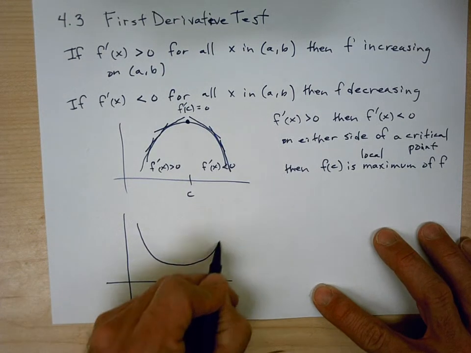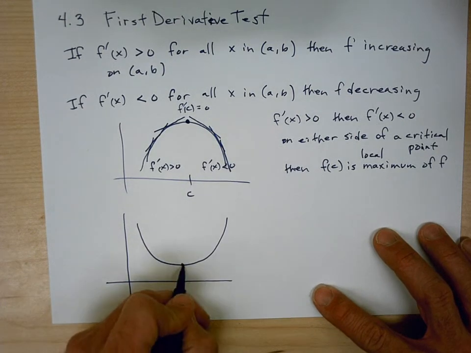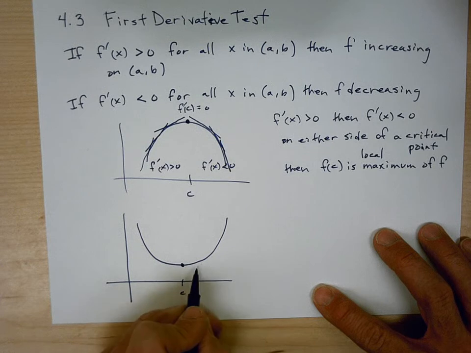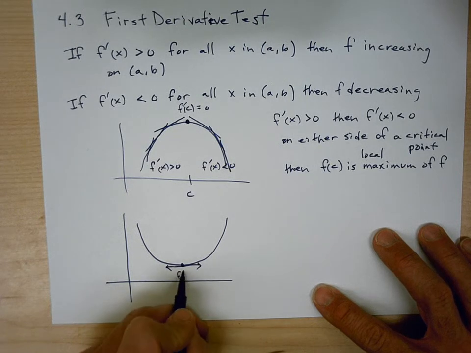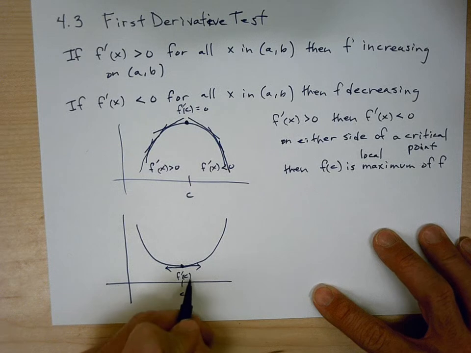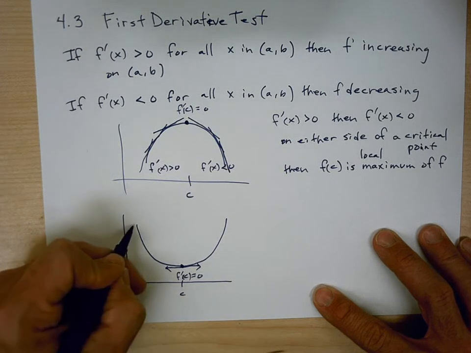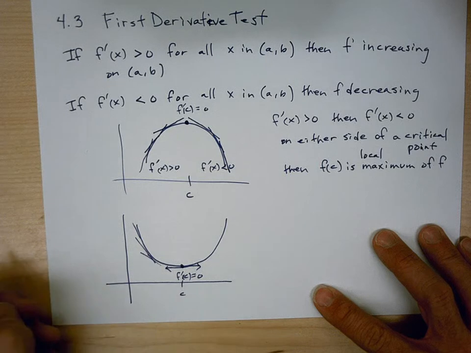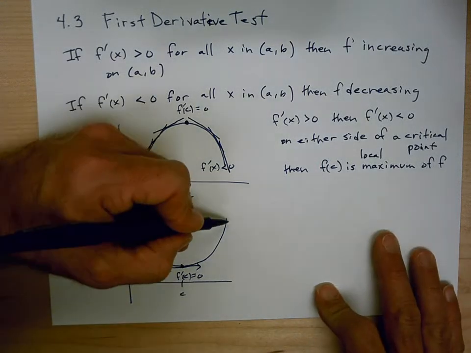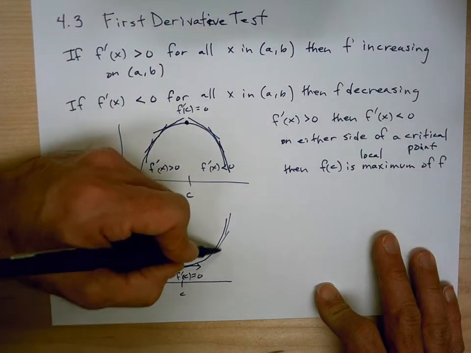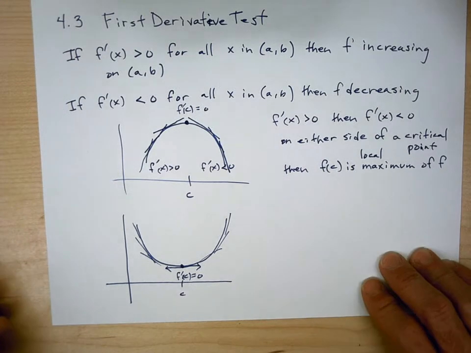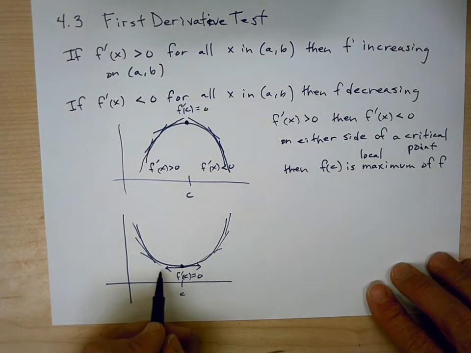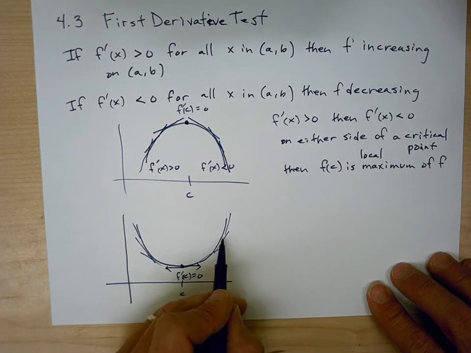All right. So likewise, we can look at something like this. Right here, we call that c. This is the point where the derivative is 0. Clearly on this side, the slopes of tangent lines are negative. The function is decreasing. And on the other side, slopes of tangent lines are positive. It's increasing.